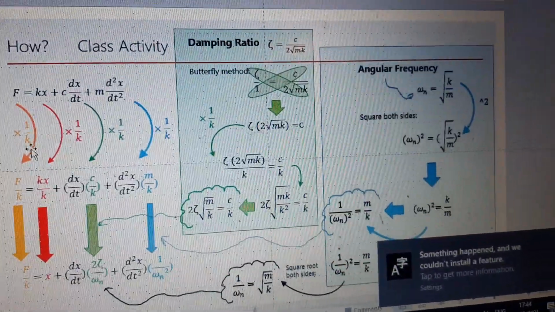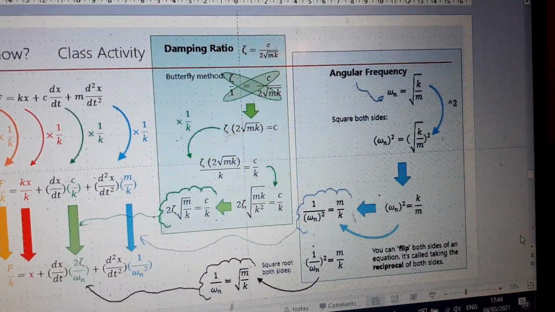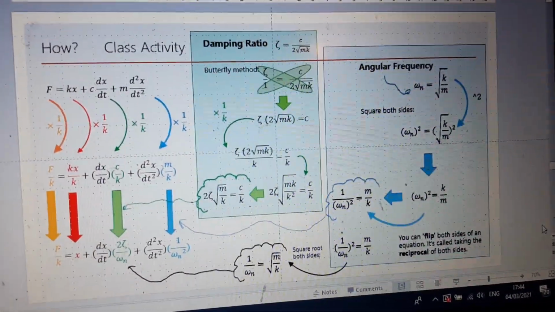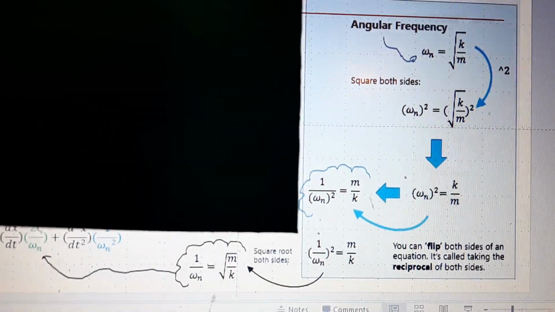Now, I have this error, very annoying, so I'm going to cover this part. Okay, just think about the angular frequency on its own.